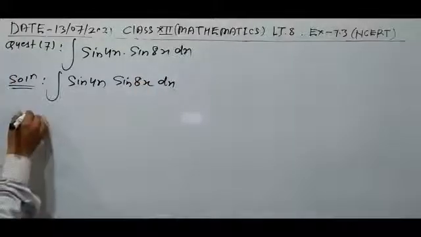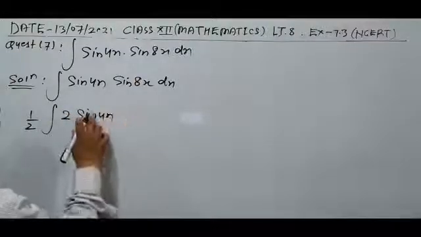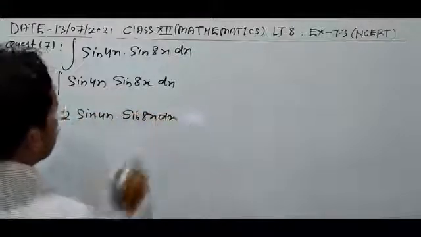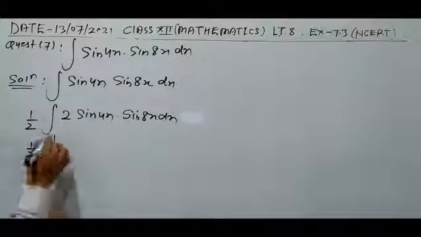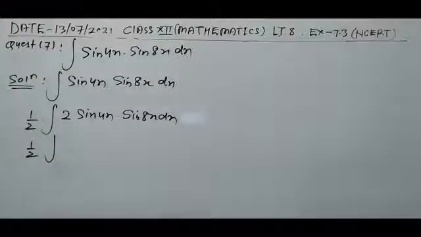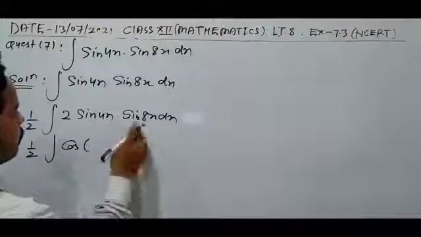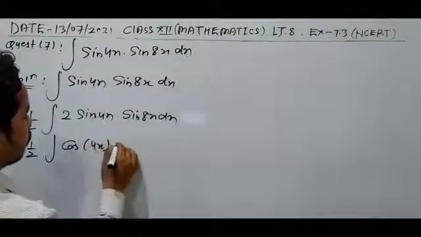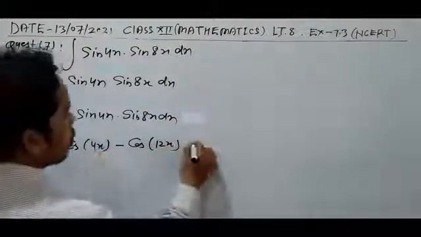Now first of all, you will have to rationalize by 2. So the result is sine 4x into sine of 8x dx, and you know the formula, 2 sine A into sine B is the result of cos of A minus B minus cos of A plus B. Then cos of A minus B, when you subtract, you will get a negative result, so it will be positive because cosine is an even function. So cos of 4x minus cos of 12x, now dx.